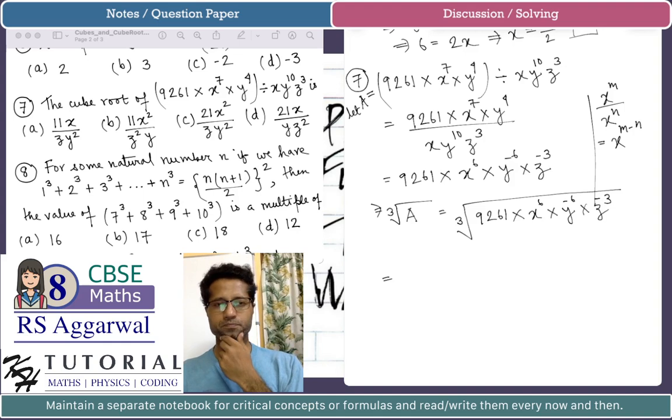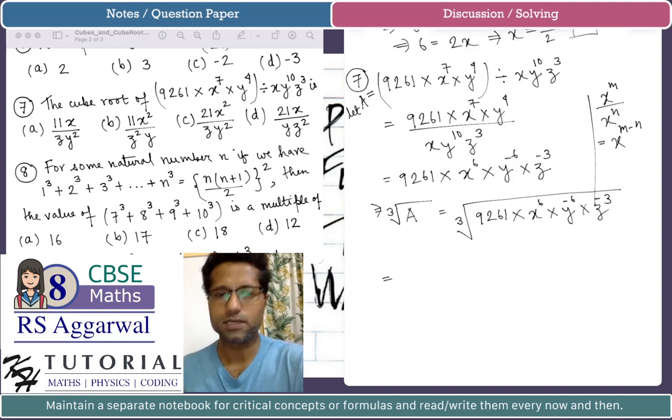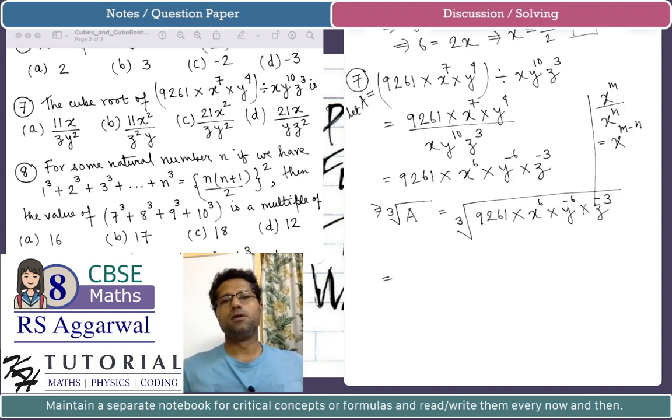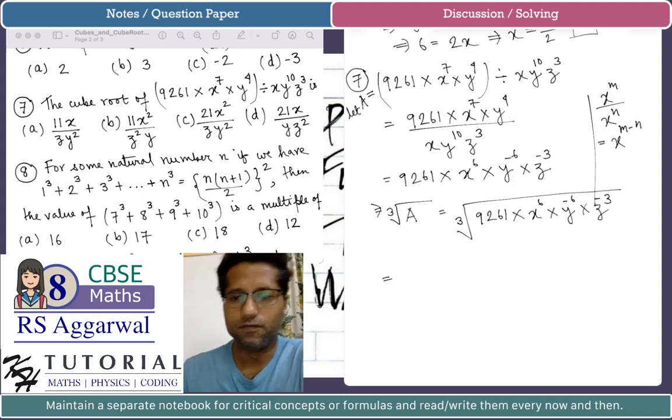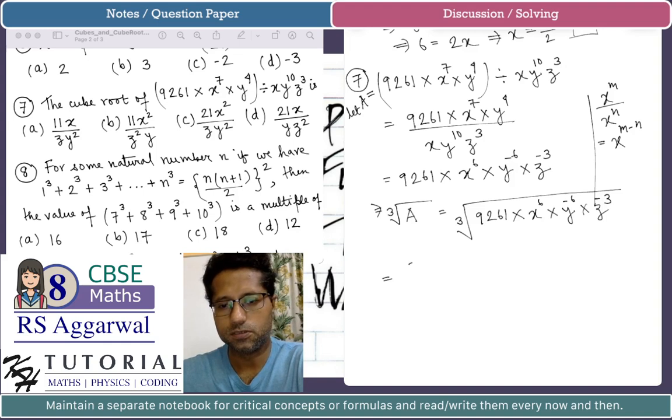Now most likely it will be 21, because if you multiply 21 by 21, the leftmost digit will be either 4 or 5. So if we again multiply by 21, the chances are more that the leftmost digit of 21 cube will be 9. So it will be 21. So this is the cube root of 9261.